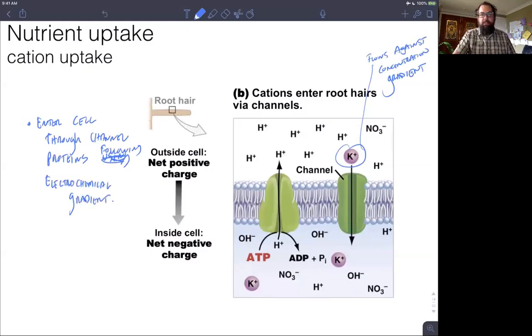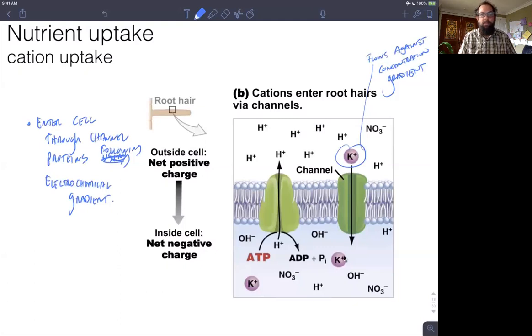So the proton pump establishes that electrochemical gradient from the outside to the inside, and then these positively charged potassium ions can just pass through these channel proteins following that electrical gradient. And so they're moving along the electrochemical gradient from positive to negative. In that sense, they can actually move against their concentration gradient. So we see that they're more concentrated inside the cell than outside of the cell, but we're just moving through a channel protein.